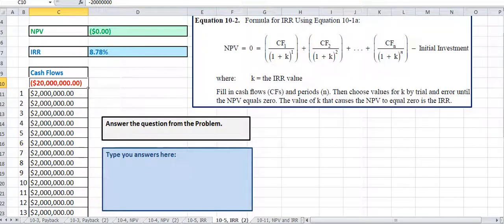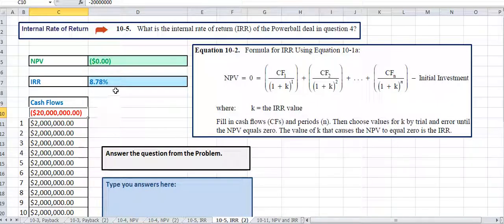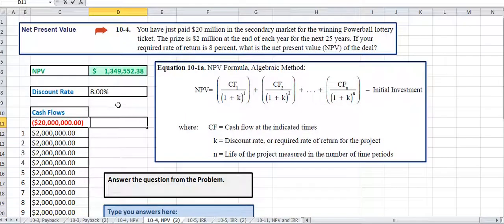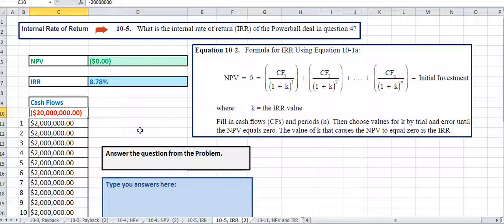Now, what this helps us to see is that the internal rate of return is higher than the discount rate that we used in problem 4, or think about that as the cost of capital. So the way we want to think about this is that if we were to have a cost of capital of 8.78%, then we would break even. Then our net present value would be exactly 0. We wouldn't gain, we wouldn't lose.